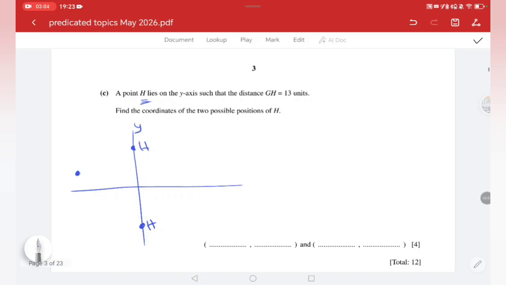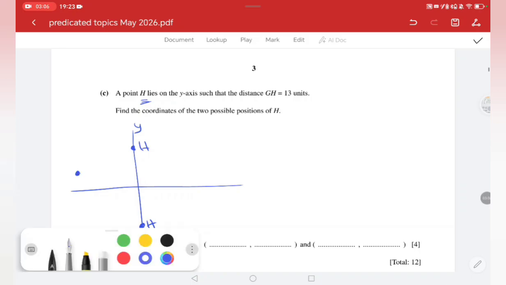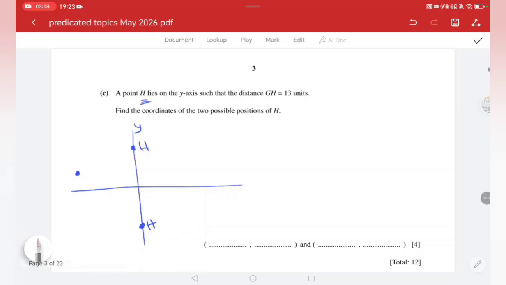This one is a sketch, it's not accurate, but just to understand the idea, they are saying that the distance from here to there is equal. So where exactly will H be? Expect that we will have maybe two points. As it says even here, find the coordinates of the two possible positions of H. So we have two positions.